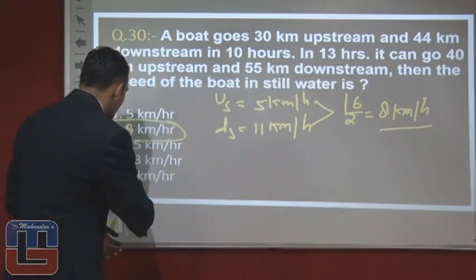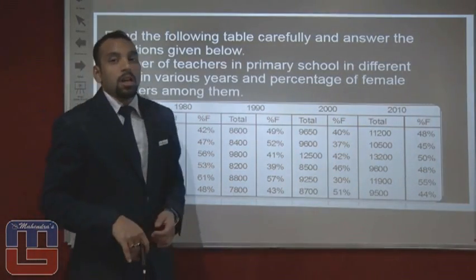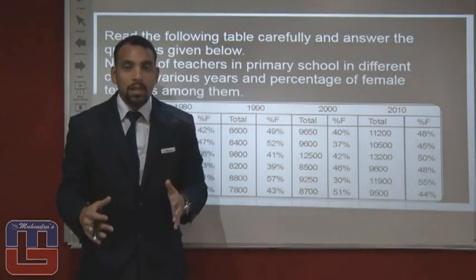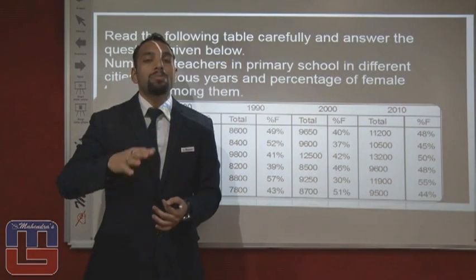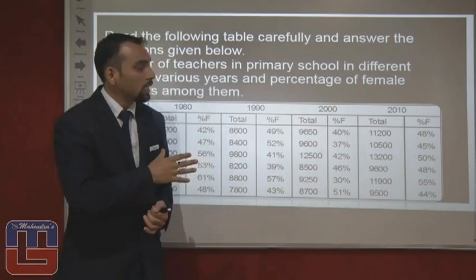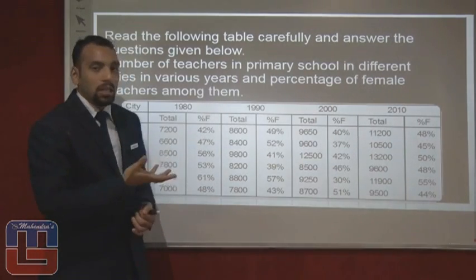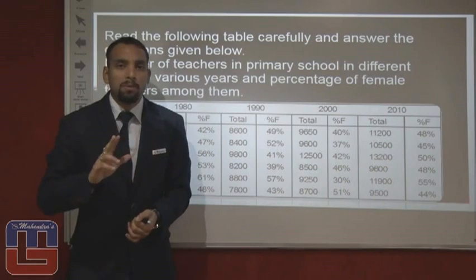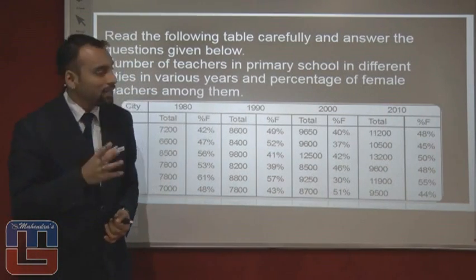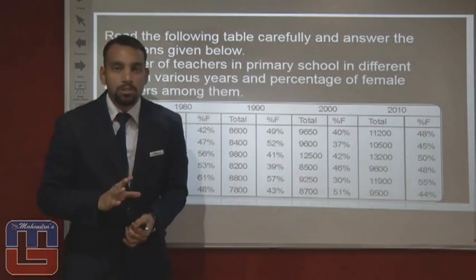Now move to our next question. The next question is from DI. As we already discussed, at least 5 questions you will get from DI. In DI, it may be from a table chart, it may be from a pie chart, it may be from a line graph, but the possibilities are highest from the table chart.